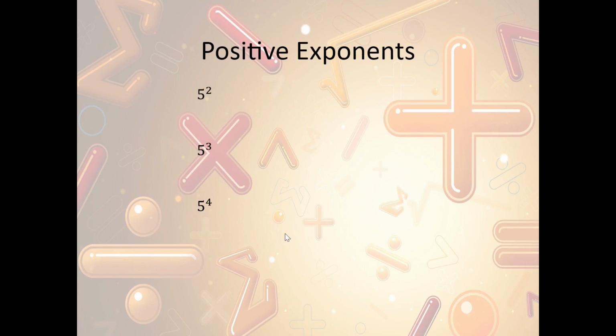Now let's talk about positive exponents. Positive exponents mean that the number of times that we're going to multiply the base by itself is a positive number. So we have 5 squared. Well, that means that we're multiplying 5 times 5, which in this case is 25. Then we have 5 to the third power, which is 5 times 5 times 5, which is 125. And then 5 to the fourth power is 5 times 5 times 5 times 5, which is 625. So we can do this with any exponent. We can take any base number and raise it to an exponent and multiply it by itself a certain number of times and solve.